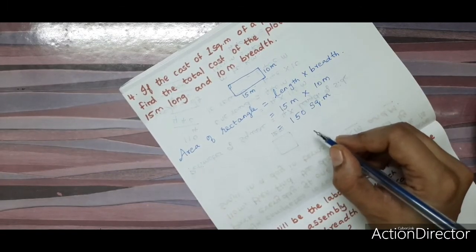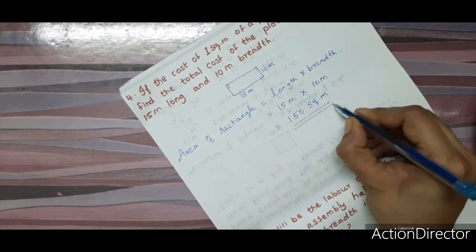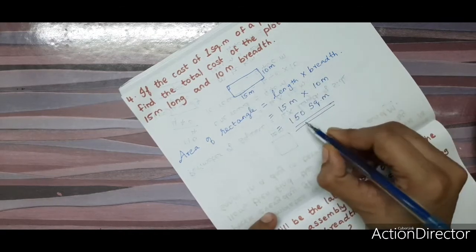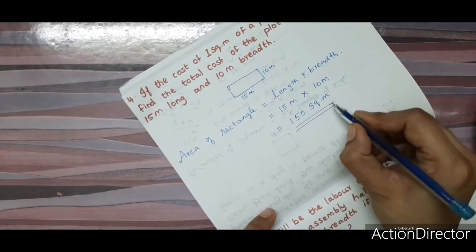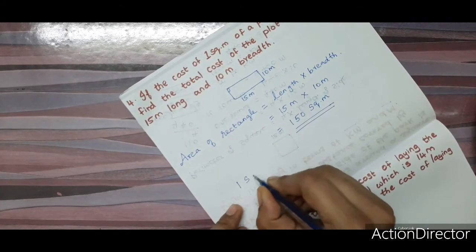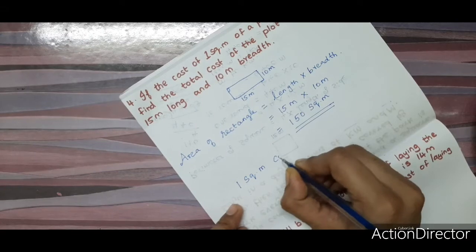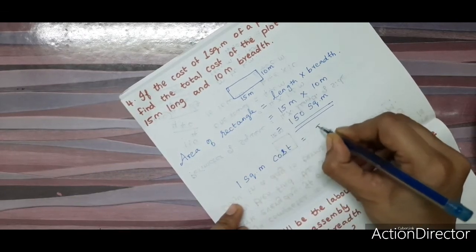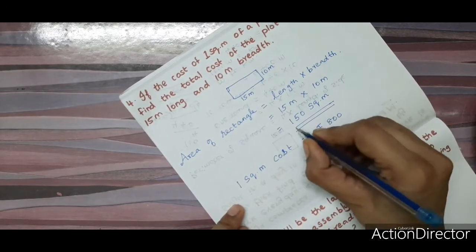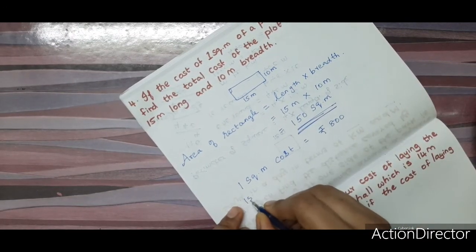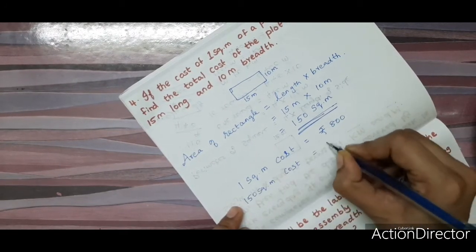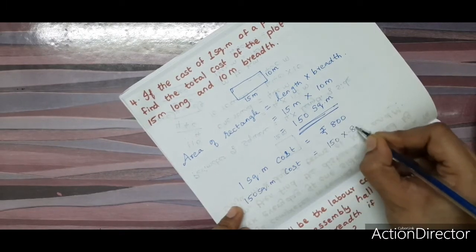So this is the total area. The full area of the rectangle is 150 square meter. Now we are going to calculate the cost. 1 square meter cost is rupees 800. 150 square meter is there. So 150 square meter cost is 150 into 800.